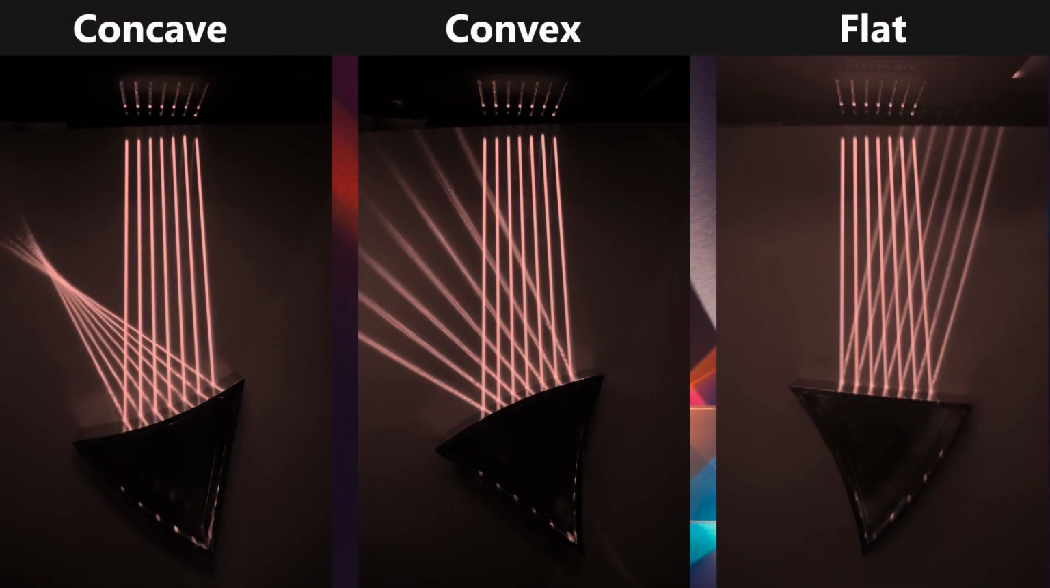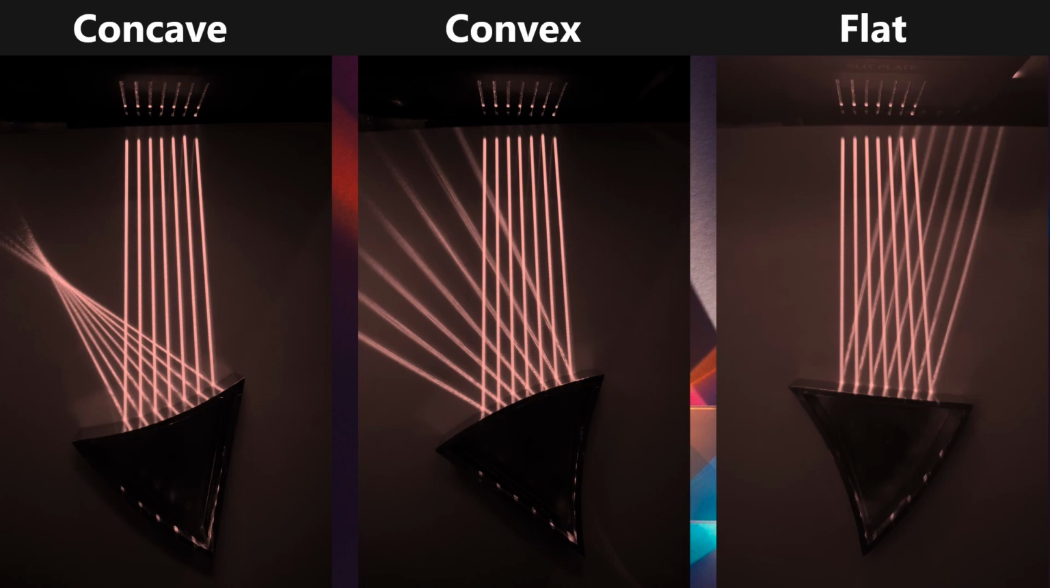Okay, so these are the three images of a flat mirror, convex mirror, and concave mirror. You can see that a flat mirror doesn't really diverge or converge the reflected rays. A convex mirror will diverge the reflected rays, and a concave mirror will converge the reflected rays. And that is why sometimes convex mirrors are called diverging mirrors and concave mirrors are called converging mirrors.